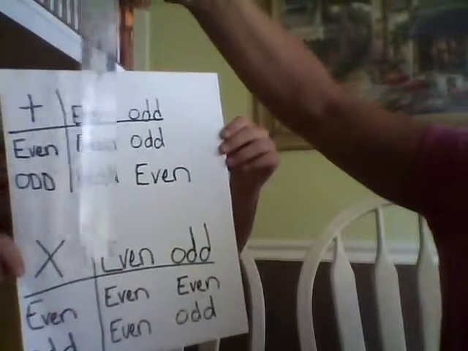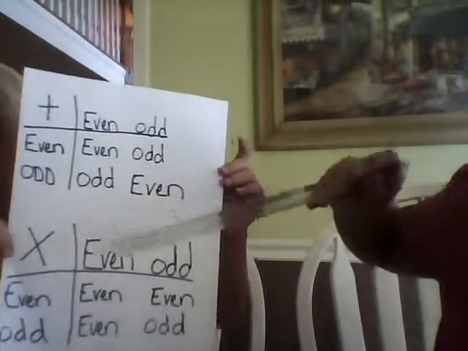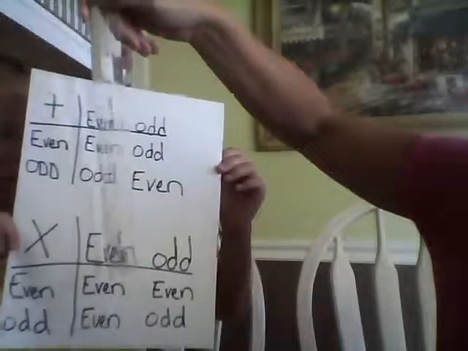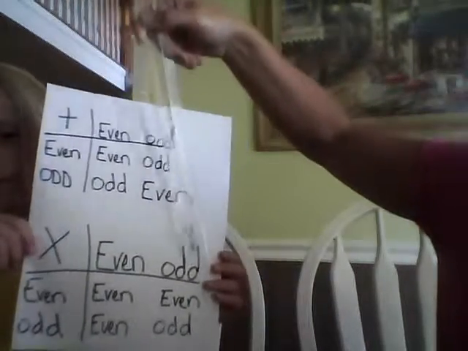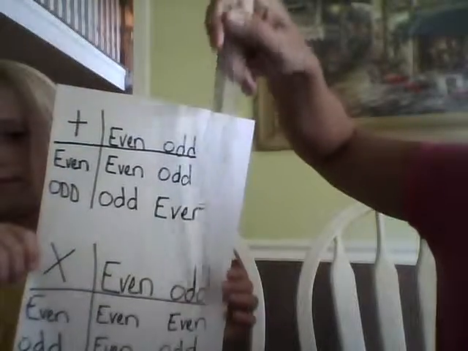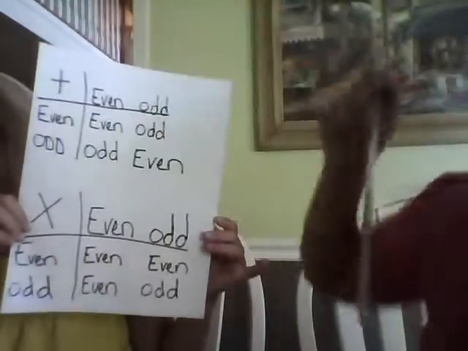But when you multiply an even number times an even number, the product is going to be even. When you multiply an even number times an odd number, the product is going to be even. Odd times even is even. Odd times odd is odd. So that was the first thing I had to do, complete the chart.